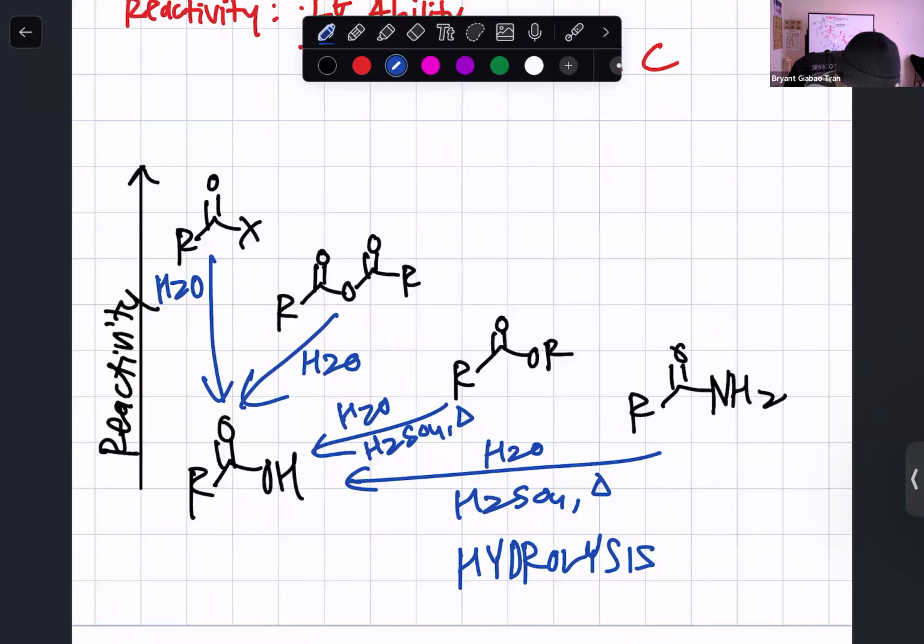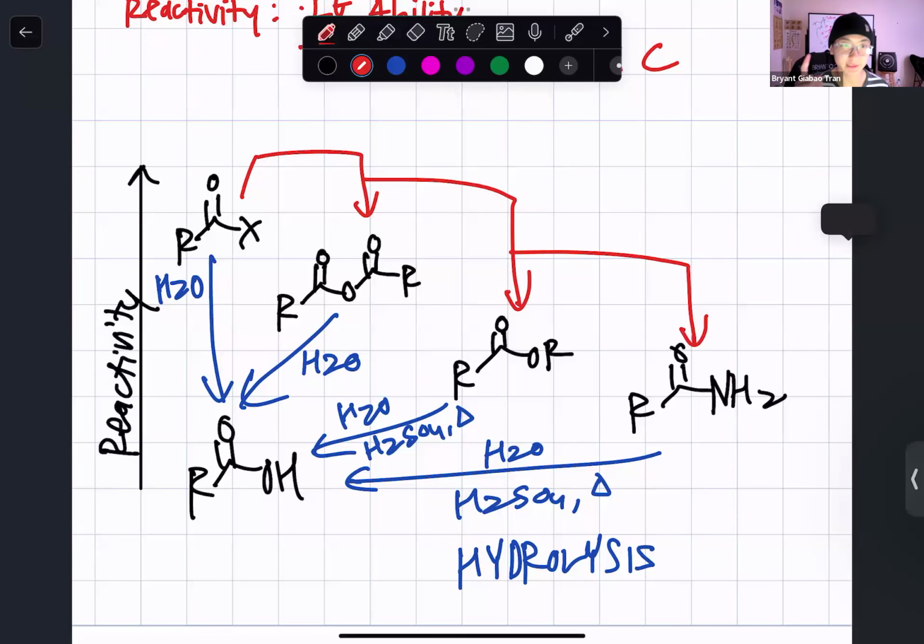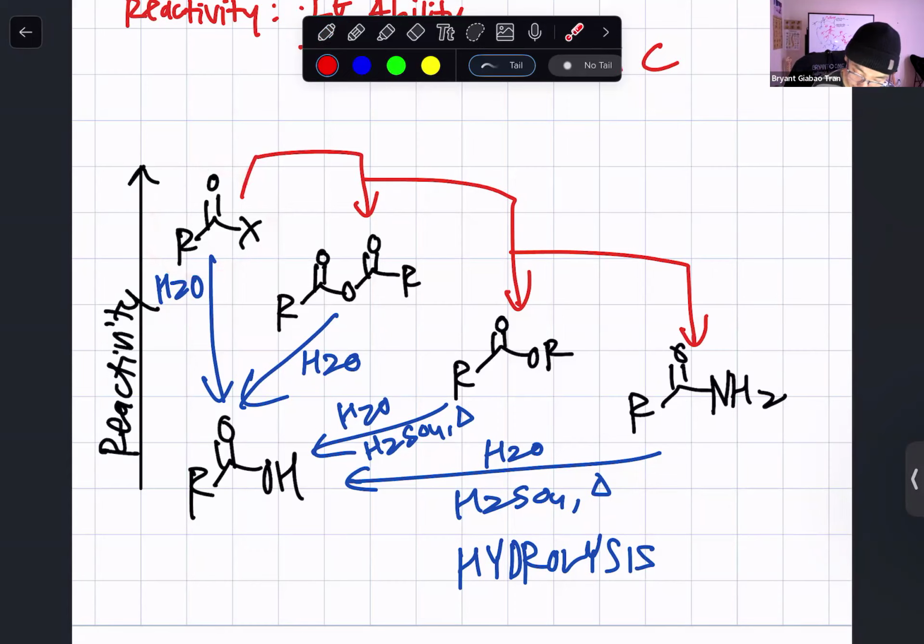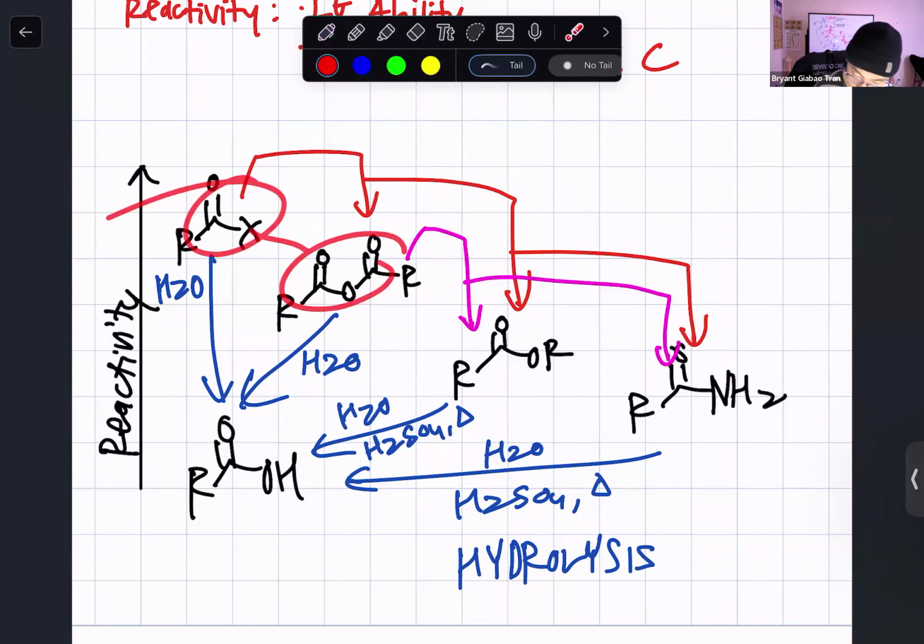Now the most reactive derivative here, the acyl halide, can be converted into any one of the lower reactive derivatives in one singular step. So think of it like this: the more reactive derivative can be converted to a lower reactive derivative in one step. That means the anhydride can be converted to an ester in one step and an amide in one step. But it cannot be converted to an acyl halide in one step.